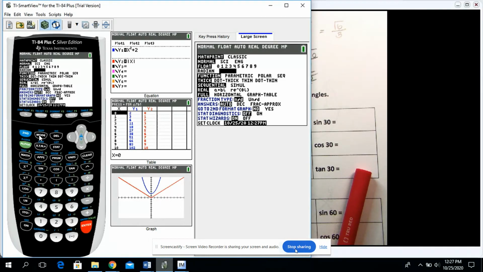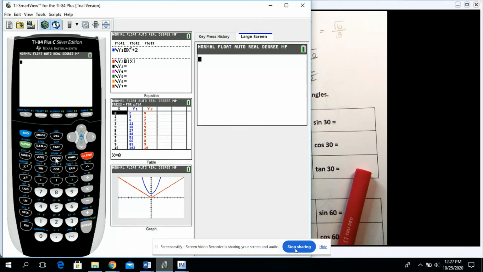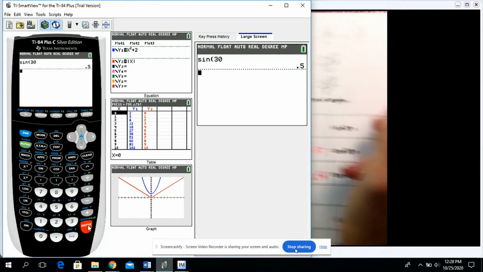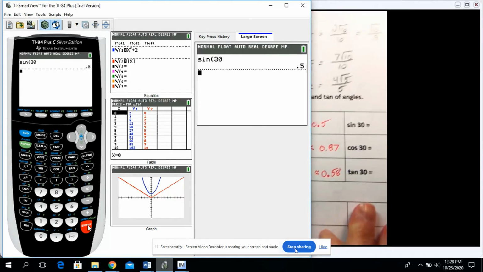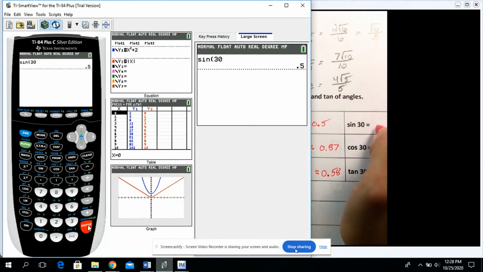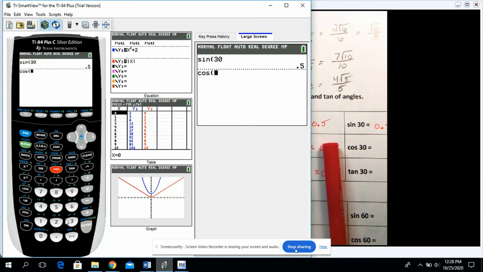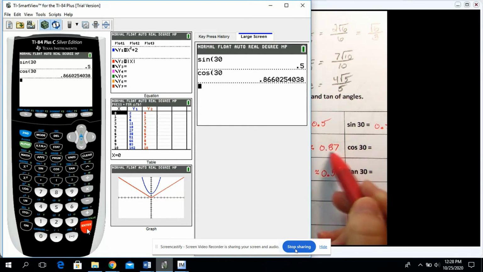So what I wanted to show you now, so I can hit clear, is I wanted to find the sine of 30. So I would hit sine of 30 in my calculator, and it is 0.5. Look right here, the sine of 30 is 0.5, which is what we thought it was going to be. Now let's try the cosine of 30. The cosine of 30 is approximately 0.87. Well, that's what we thought it was going to be.